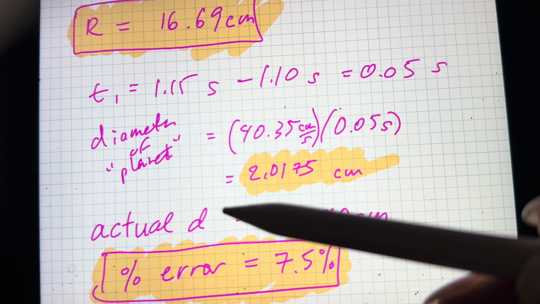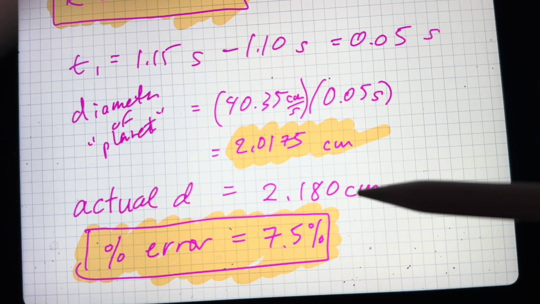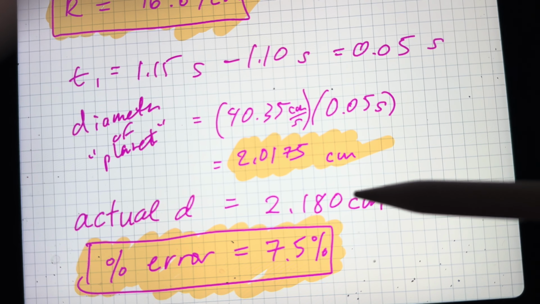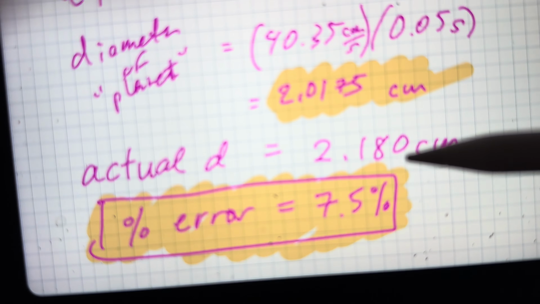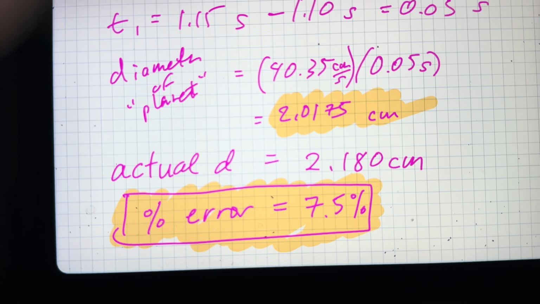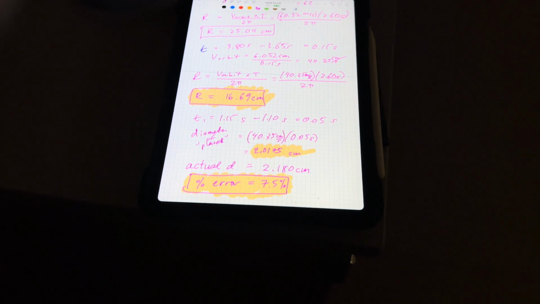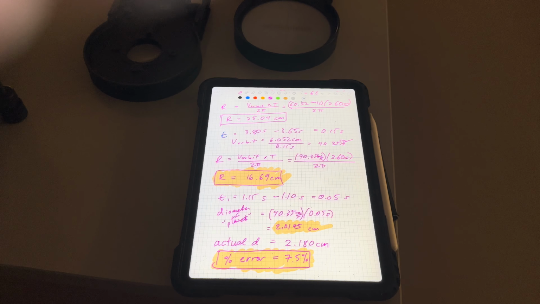The actual diameter as measured by the calipers is 2.180 centimeters. So the percent error between these two, if we count this as the reference number, is 7.5%. Well, that's good enough for science, right? So this is doable in the context of a lab for Astronomy 10L, beginning astronomy.